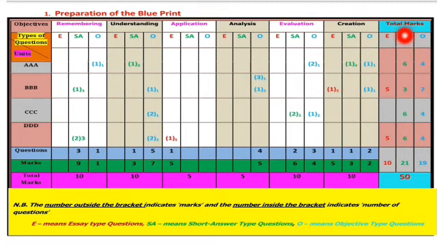This side, you can give total marks. You don't have to split it this way. Okay, total marks 10, 15. Okay, so you can give it this way. I hope it is clear. Just have a look.